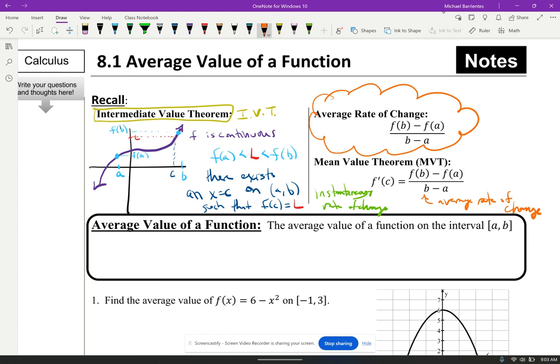So the mean value theorem, like the intermediate value theorem, are existence theorems. They tell us that something exists. For the intermediate value theorem, there exists an x equals c value on that interval such that f of c is that value I picked in between f of a and f of b. The mean value theorem says if f is continuous and differentiable on the interval between a and b, there exists an x value where the derivative at that x value equals the average rate of change of the whole interval. And this just tells me the average rate of change of a given interval.